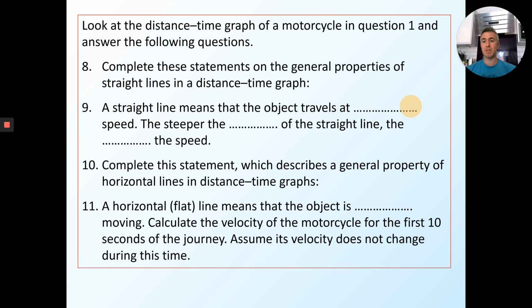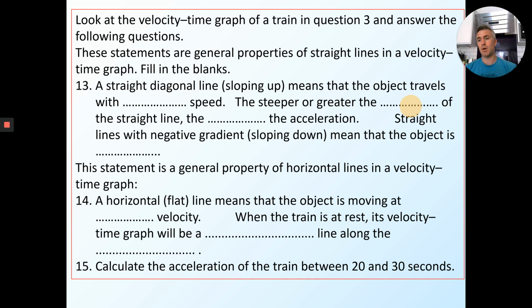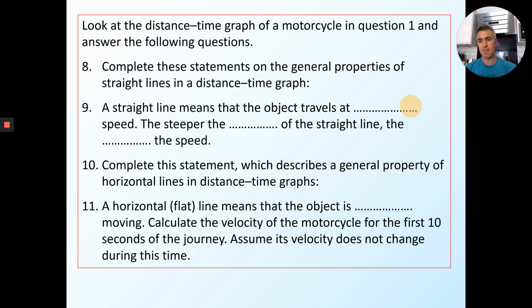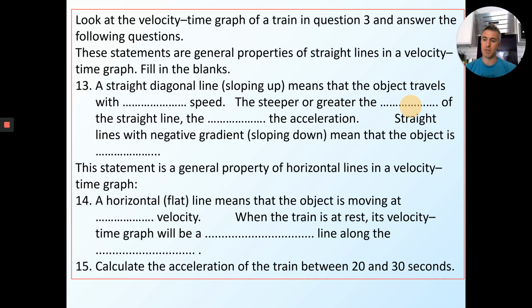So number 9, number 10, and 11. Gosh, hardly anything to do. I believe in you. You can do it. Oh, there's one more. Copy the graph, add the labels. Can you do it? Yes, you can. And this, there we go. This is a train, and you need to use this one for this graph.